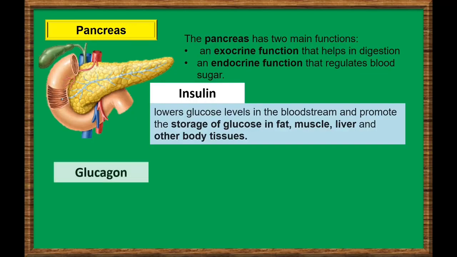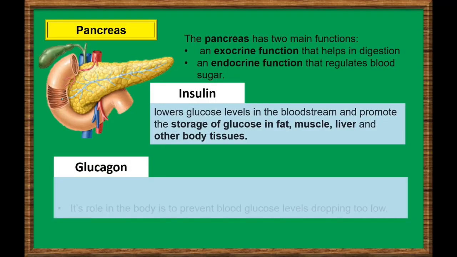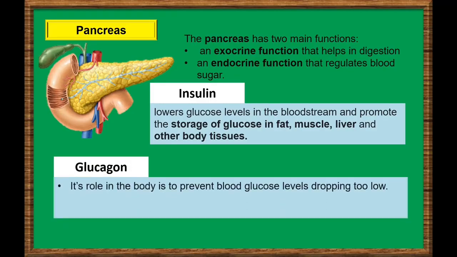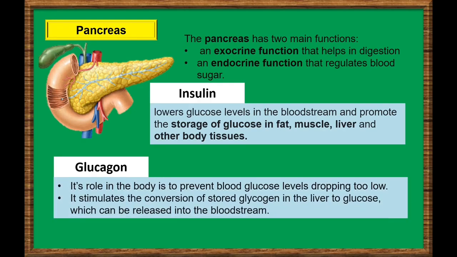Another hormone that controls blood sugar is glucagon. Its role in the body is to prevent the blood glucose levels from dropping too low. To do this, it stimulates the conversion of stored glycogen in the liver to glucose, which can be released into the bloodstream.